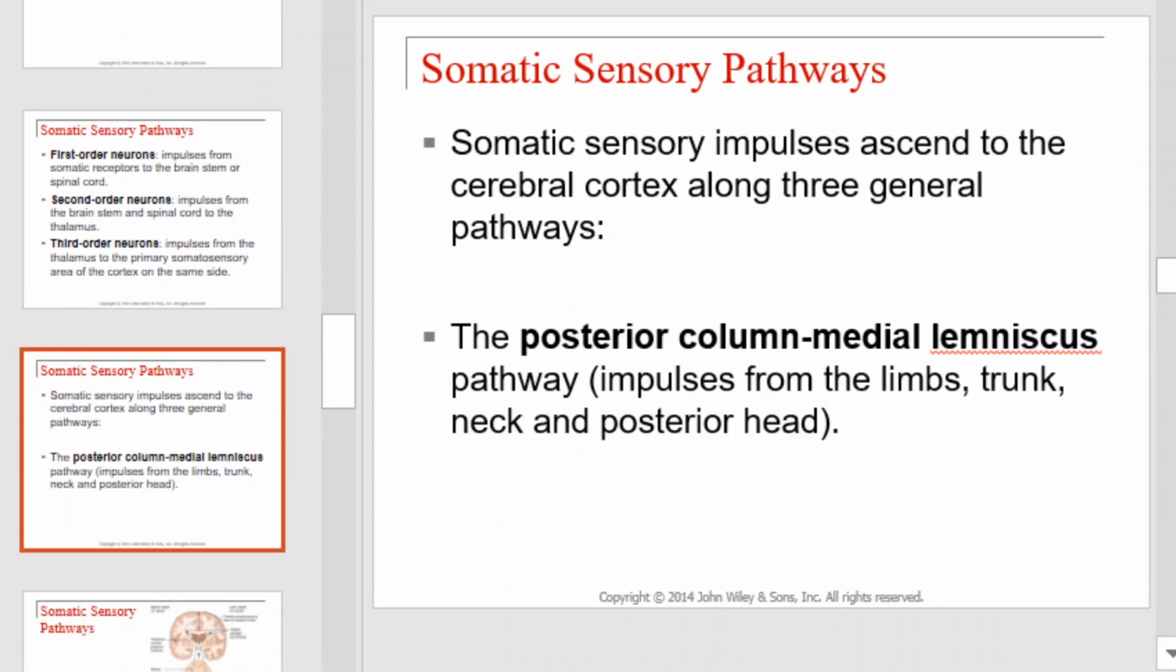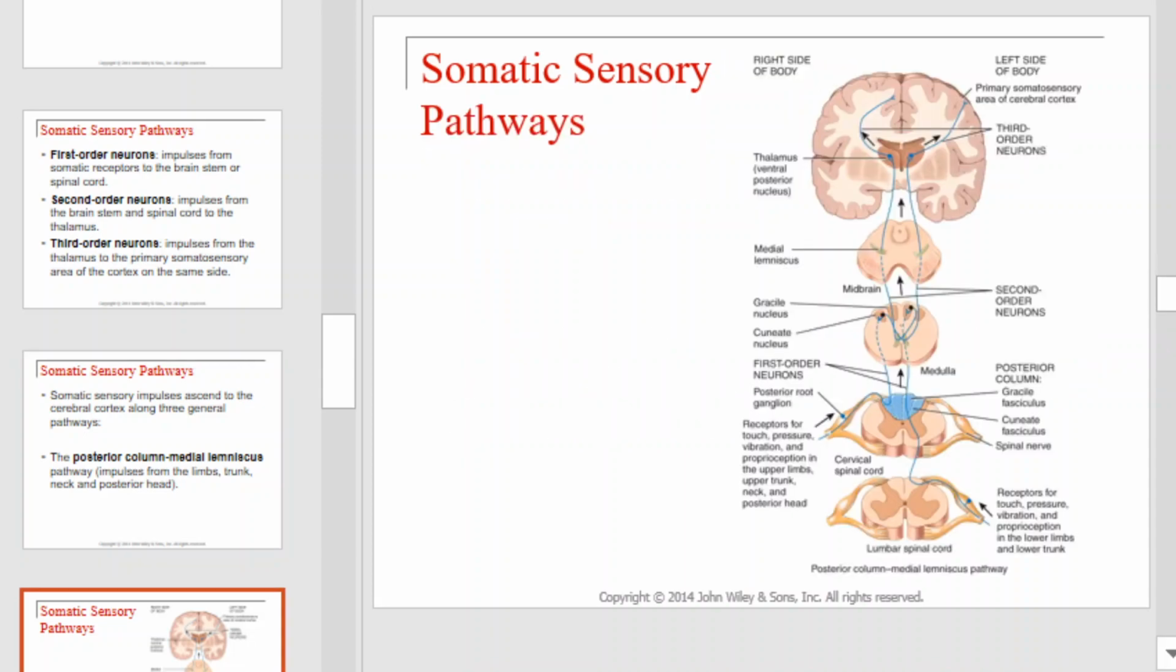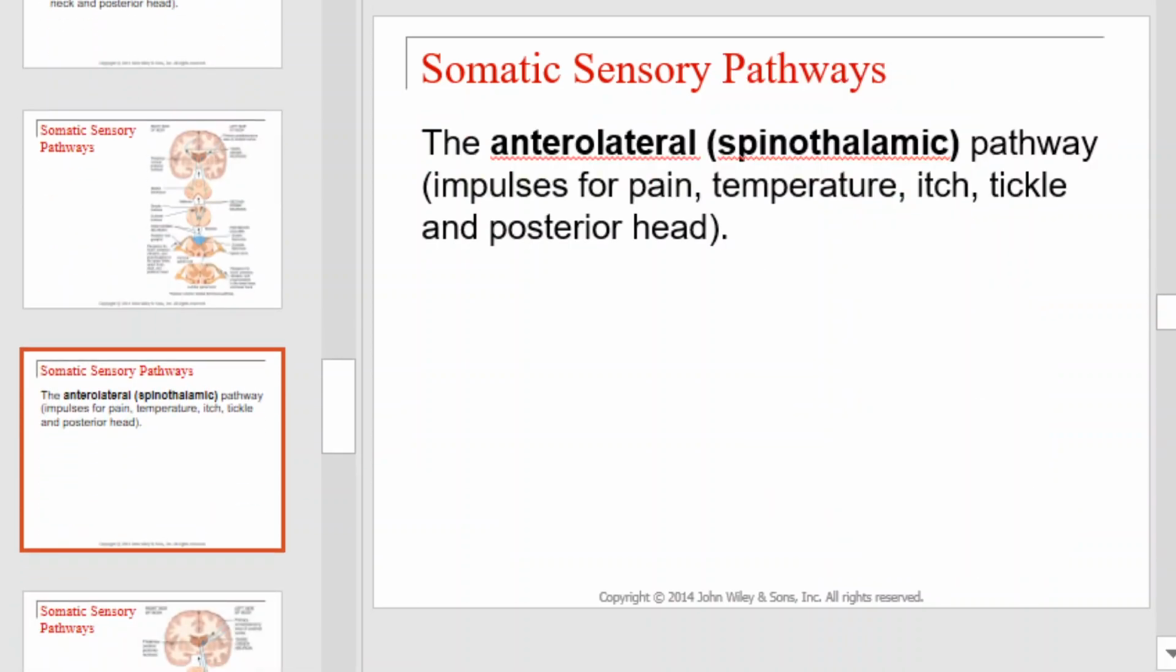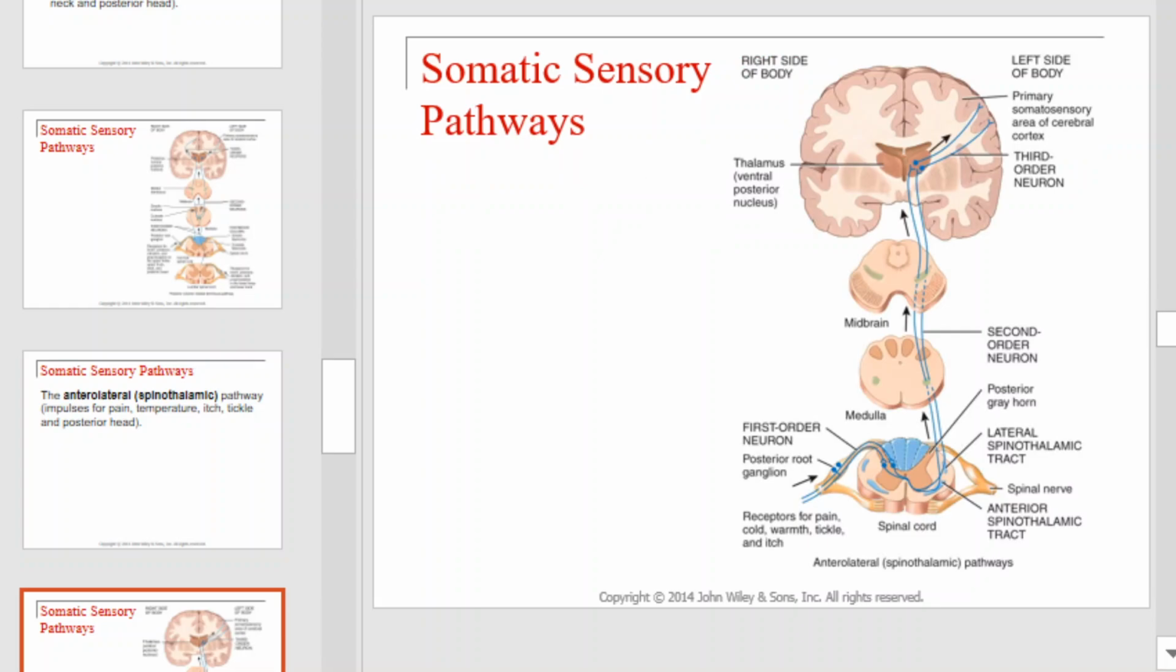The somatosensory impulses ascend to the cerebral cortex along 3 general pathways. The posterior column medial lemniscus pathway carries impulses from the limbs, trunk, neck, and posterior head. This pathway is illustrated here. The anterolateral spinothalamic pathway carries impulses for pain, temperature, itch, tickle, and information regarding the posterior head. That pathway is illustrated here.